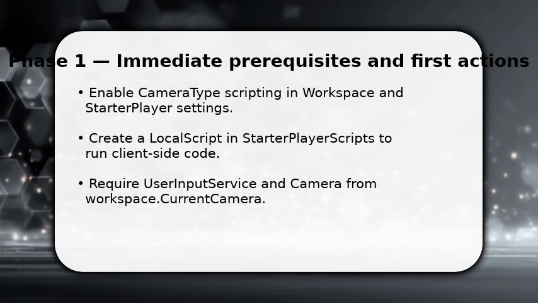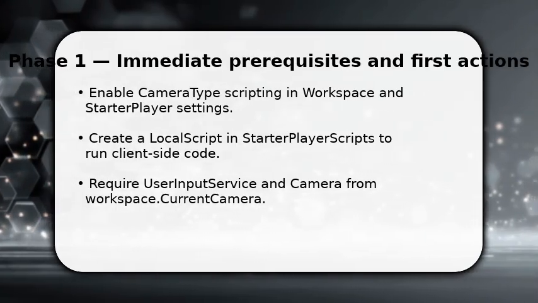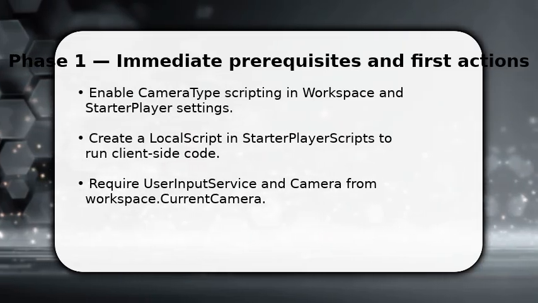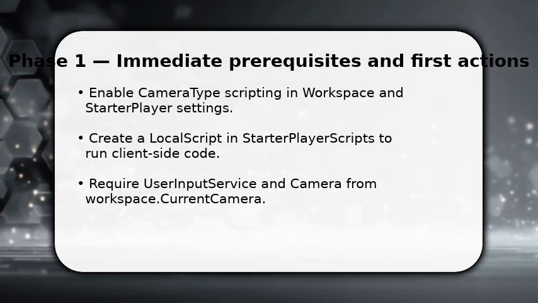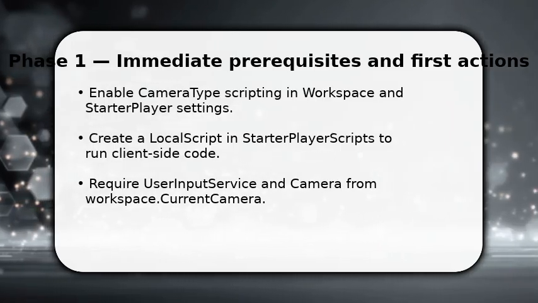You begin by preparing the client environment, open StarterPlayer, and add a LocalScript. This ensures the camera code runs on each player. Once done, grab Workspace.CurrentCamera and UserInputService so you can read input and set camera transforms.